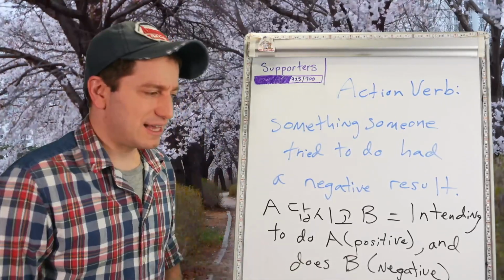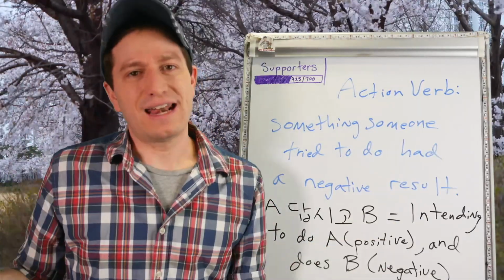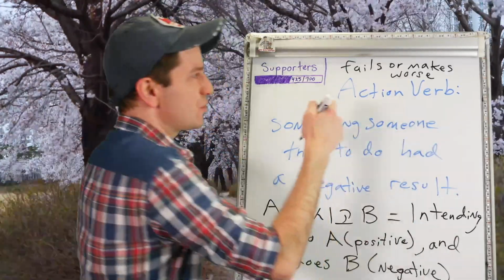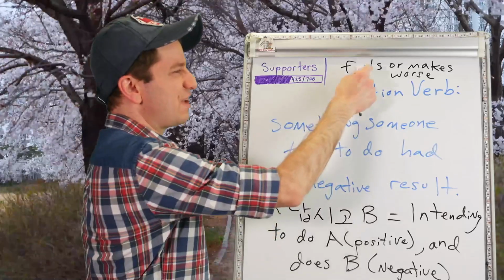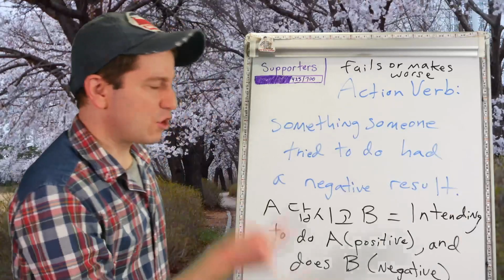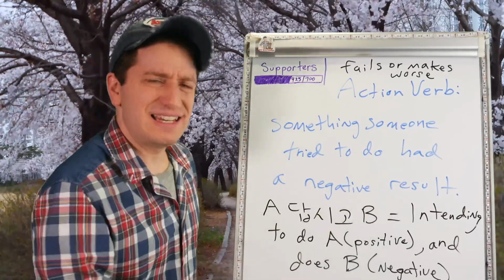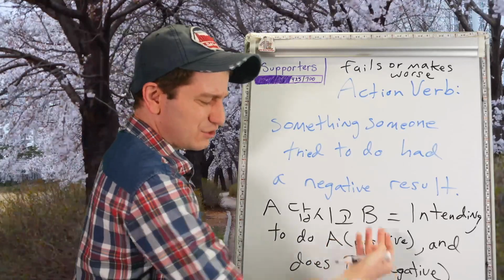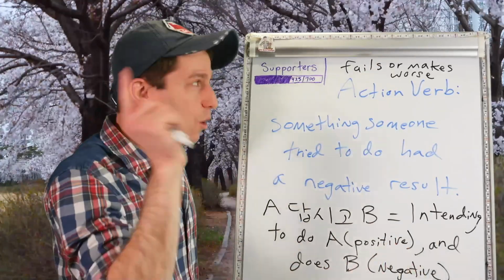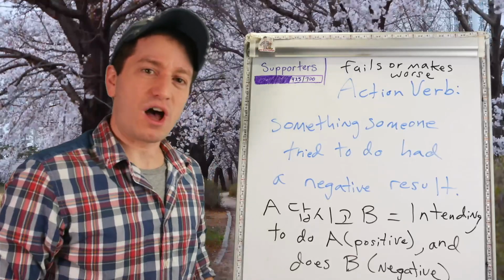So in English, we might say it like this. Well, I was trying to do that, but that happened. Or I was trying to do that, and something happened. So this form is often used when someone fails at something or even makes it worse. By doing A, you're trying to do something, you're intending to do something, and that's good. You're trying to do something good, right? But you fail and do this, or you make it worse by doing this. That's how this form is often used.